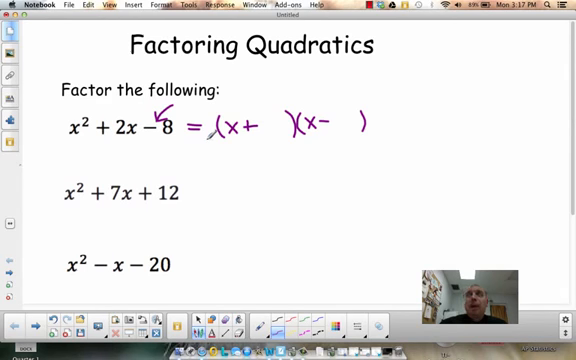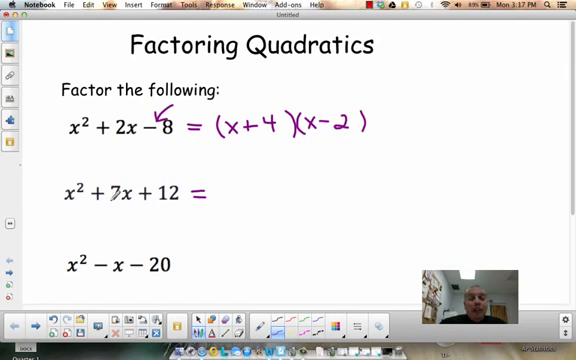So now I got to think about all the different factors that we have. So what factors of 8 will differ by 2? So go through, you've got 1 times 8, you got 2 times 4, which, ta-da, there we go, 2 times 4. The larger one is going to be positive. So we put the 4 in here, the 2 in here. And that's it. So now we got to go through and let's take a look at this next one.